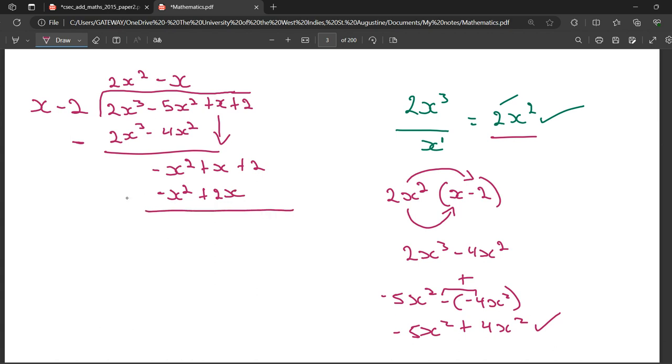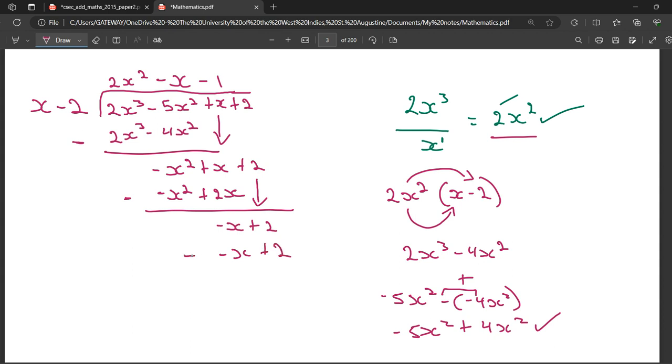And then you subtract again, coming down here. So negative x squared minus negative x squared will be negative x squared plus x squared, because the minus and minus is a plus. You get 0, the x squared term cancels. Now x minus 2x would simply be negative x, and then you bring down this plus 2. So now you say negative x divided by x is negative 1. Negative 1 times x is negative x. Negative 1 times negative 2 is positive 2.